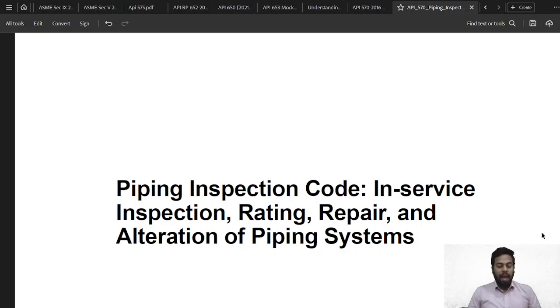So now, as we have already seen what the body of knowledge is for an API 570 authorized piping inspector examination, we have also seen the weightage of different codes and standards in the API 570 examination. We already know that there is going to be an open book examination and a closed book examination. Obviously, the open book examination is a bit more tedious.